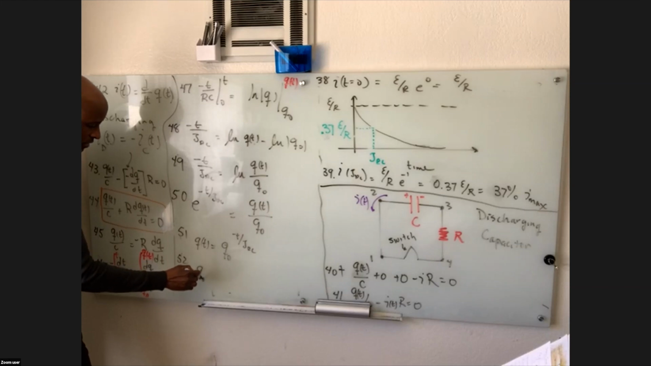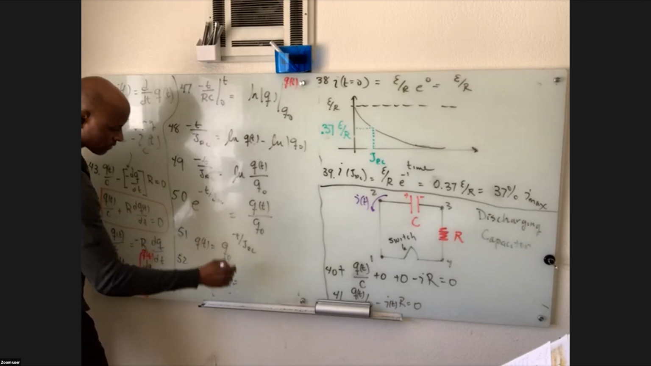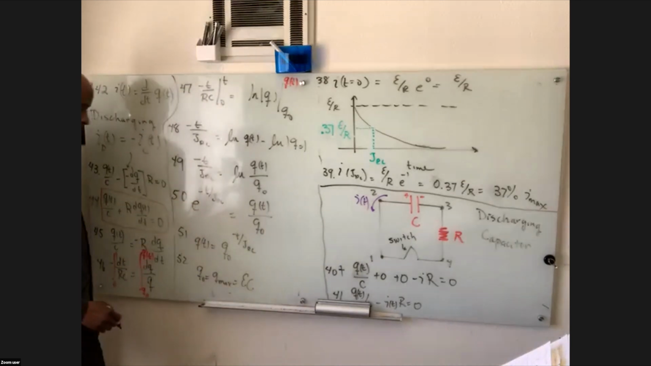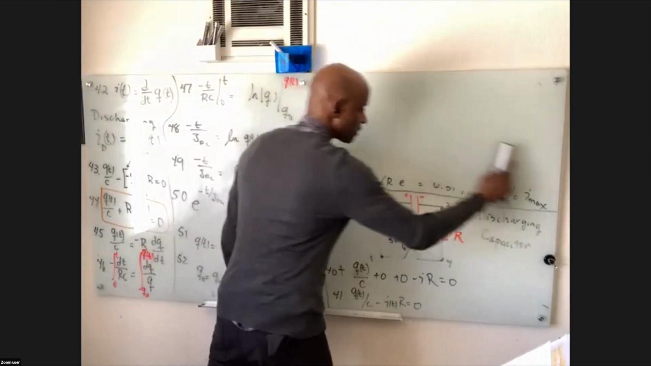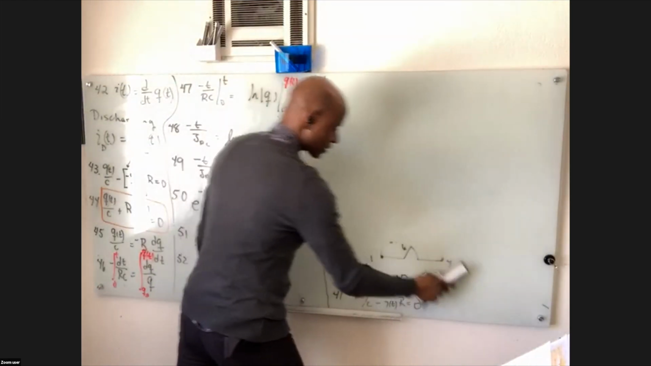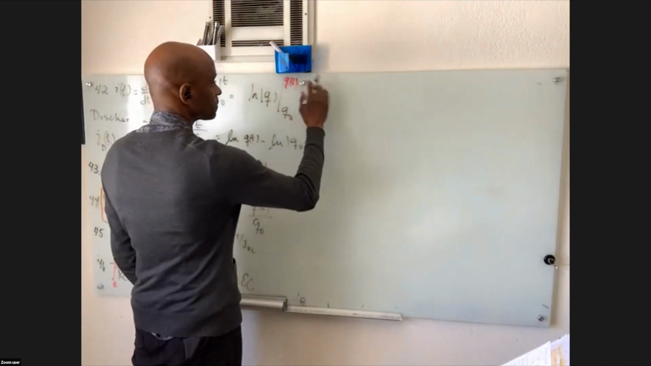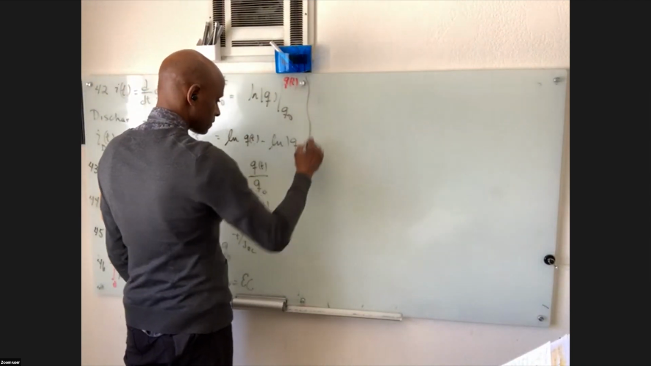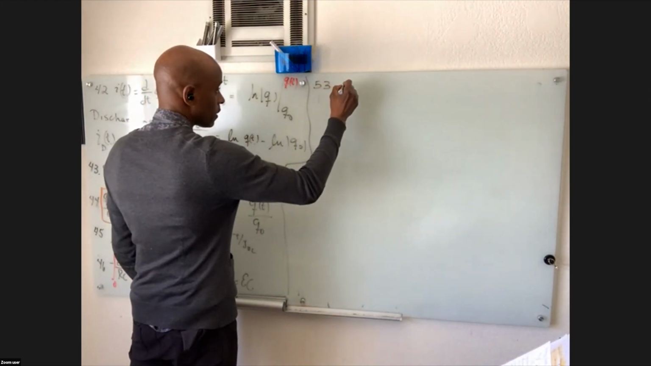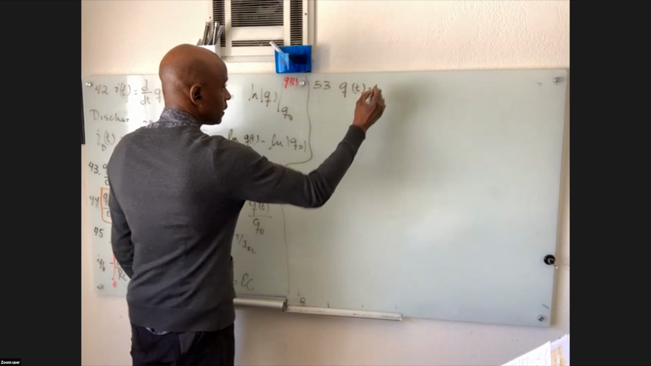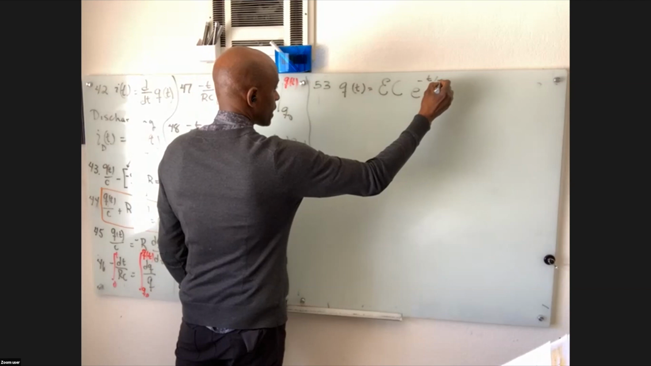But Q naught is just the maximum charge, which is the emf E times the capacitance. Q naught is equal to Q max from the previous problem, which is just E times C. So then equation 51, the charge on a discharging capacitor, becomes Q of t equals EC times e to the minus t over tau RC.